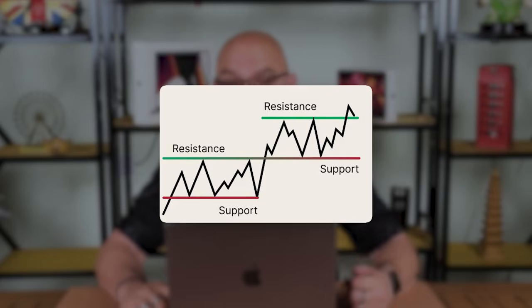But let's get back to our topic. Another strong point of the stochastic is its work in conjunction with support and resistance levels. If the indicator signal coincides with a level on the chart, the probability that the price will actually react is much higher. Furthermore, the stochastic can be used to look at divergences.